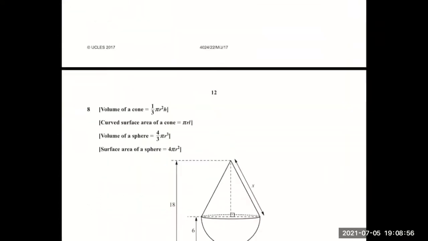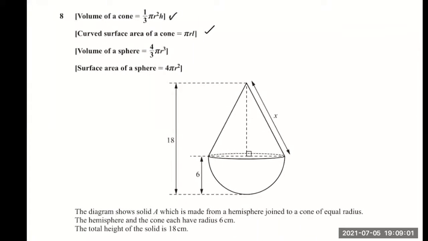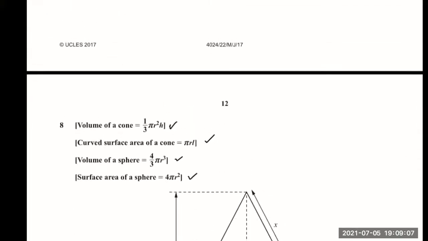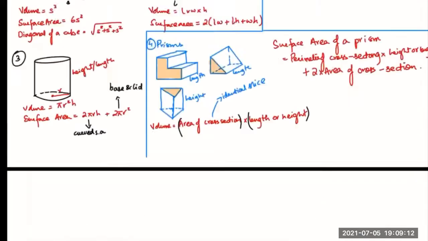Okay, let's look at this mensuration question. I've given you the volume of a cone. I've given you the curved surface area of a cone. I forgot to write sphere and surface area of sphere earlier on. Let me see if I can write that somewhere. That's what I forgot. I was thinking what I was missing out. Let me just write that here.